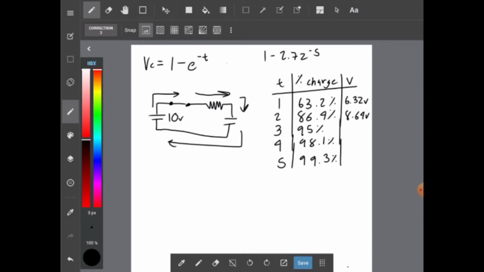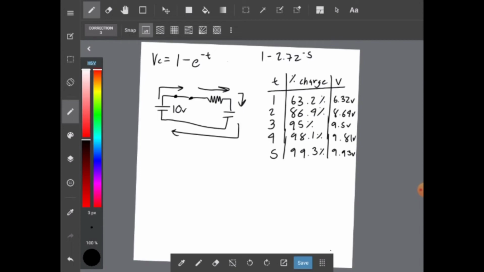95% of 10, we have 9.5 volts. 98.1 percent of 10, you have 9.81 volts. And lastly, with the 99% with 9.93 volts. So there, as you can see, that is how you compute the charging of the capacitor.